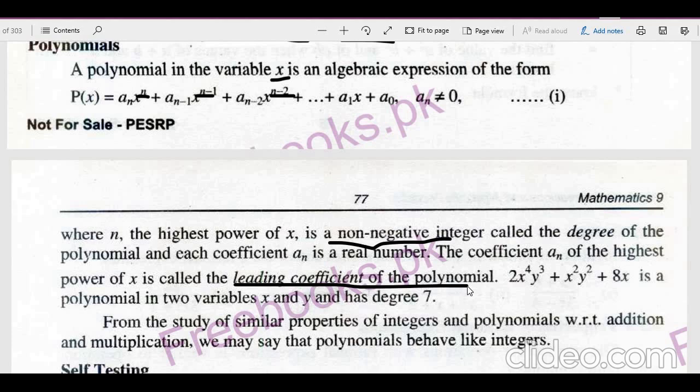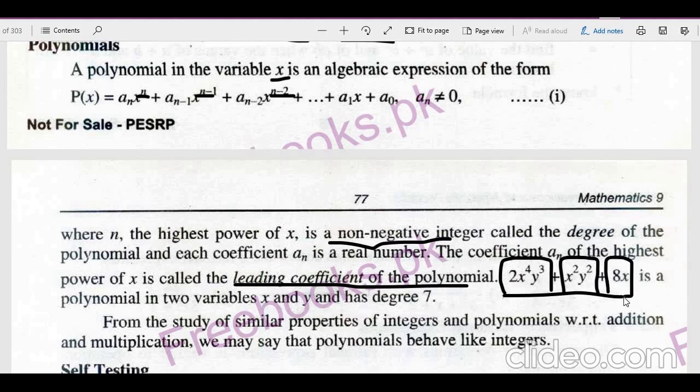For example, what is the leading coefficient of this polynomial? It's a polynomial because all the powers are positive integers, none is negative, and they are integers, not decimals. The leading coefficient is the coefficient of the highest power, the highest degree of the polynomial. This polynomial consists of 3 terms: the first term, the second term, and this is the third term.